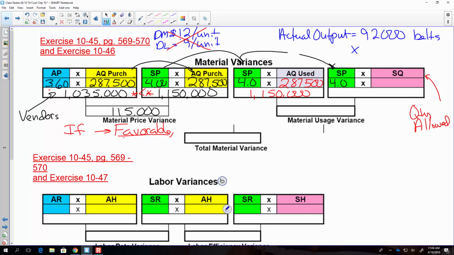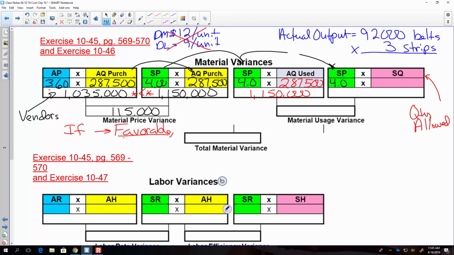How many strips were per unit? What's the standard? So is that the 3 strips? That's the 3 strips. Again, on this test, the computations are not hard. It's finding what number to go where, right? So that'll be the tough part.